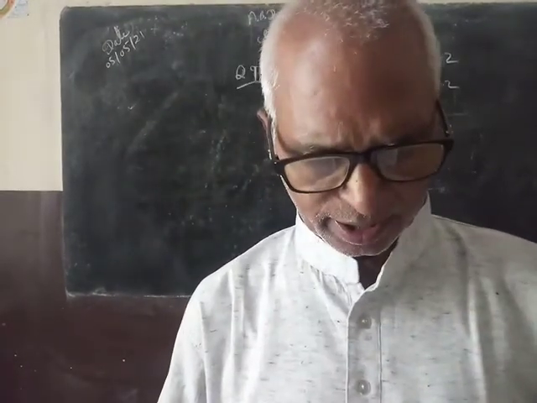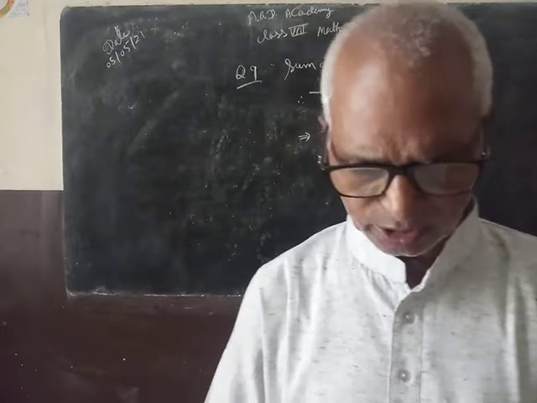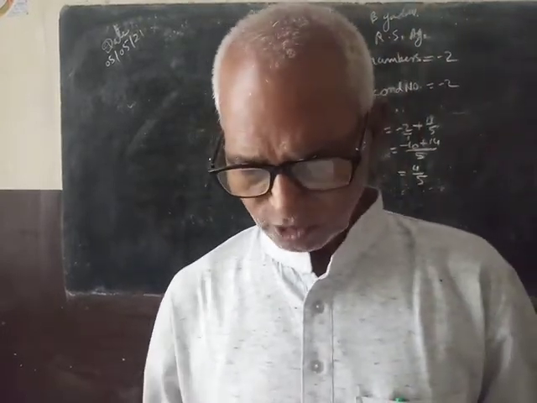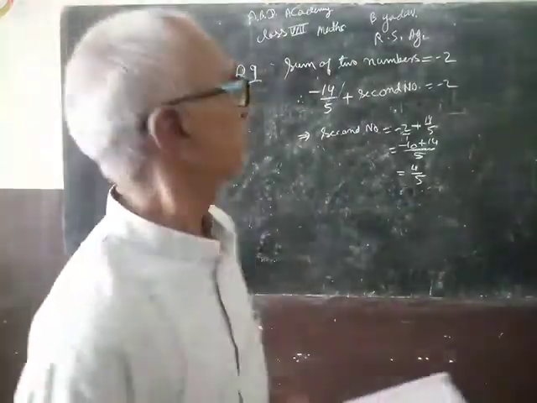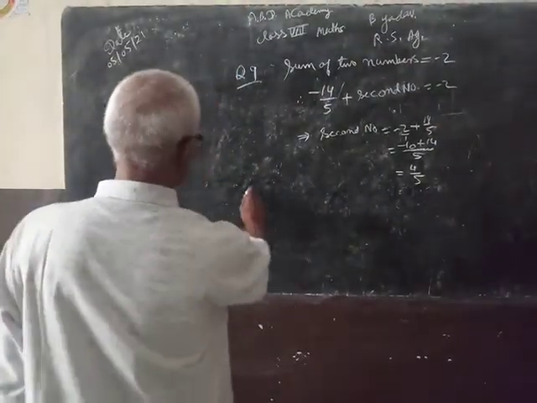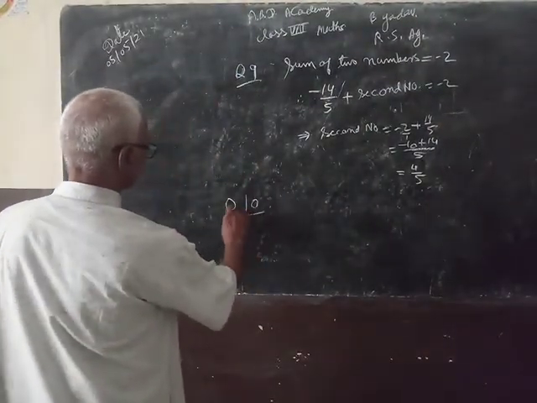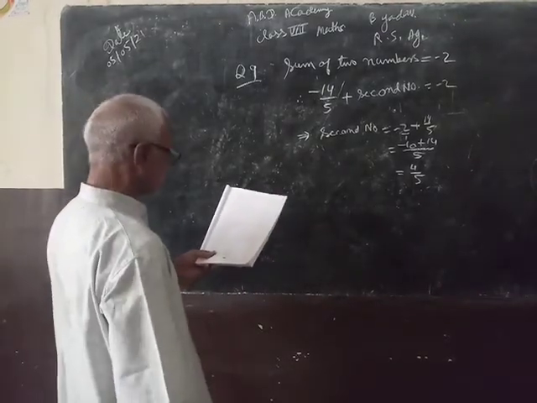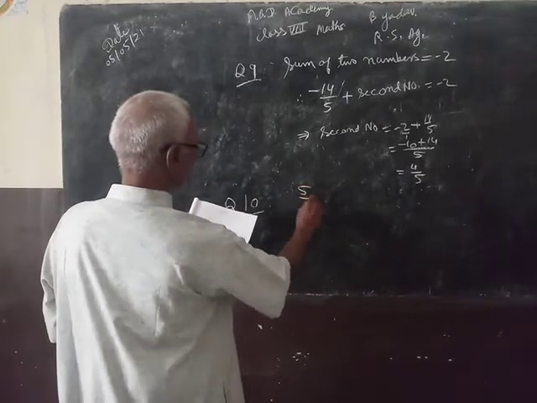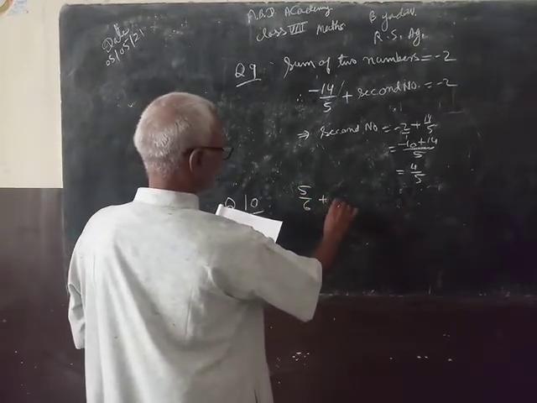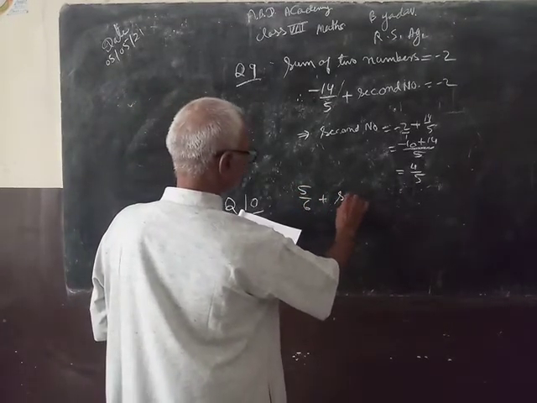Similarly, question number 10 is sum of two rational numbers is minus half. One of the numbers is 5 by 6. Find the other. In a similar way, you can do question 10. Sum of two numbers is minus half. One number is 5 by 6. You can write here second number.